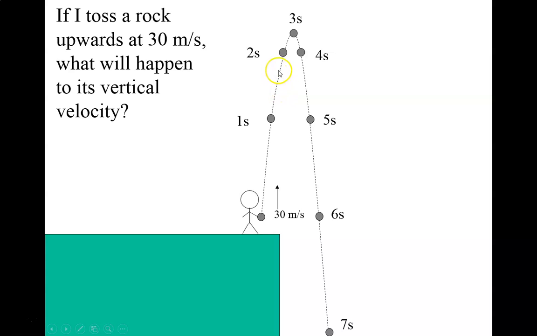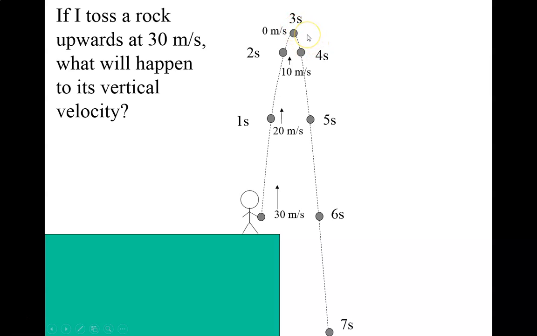Initially it's going to slow down on the way up, and then it's going to speed up on the way down. So if gravity changes its velocity by about 10 meters per second each second, then after 1 second of rising, its velocity will be 20 meters per second. And after 2 seconds, its velocity will be 10 meters per second. And at 3 seconds, at the very top, it's going to be stationary. It's going to be 0 meters per second. And that's something that's critical to know. At the very top of the path, the vertical speed of an object is 0.